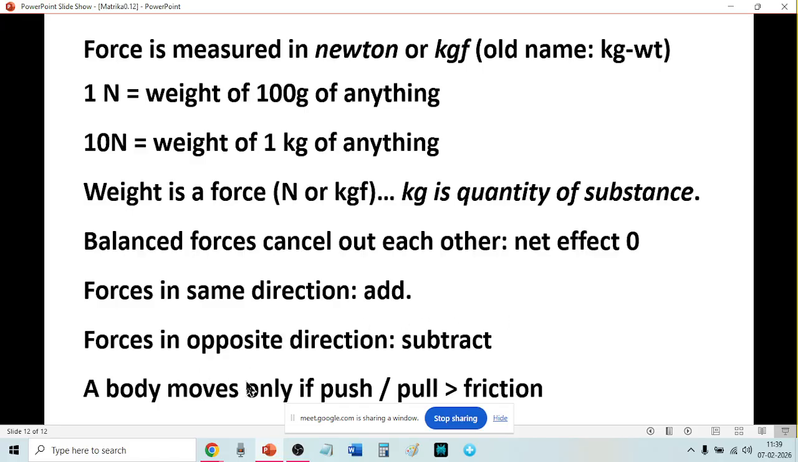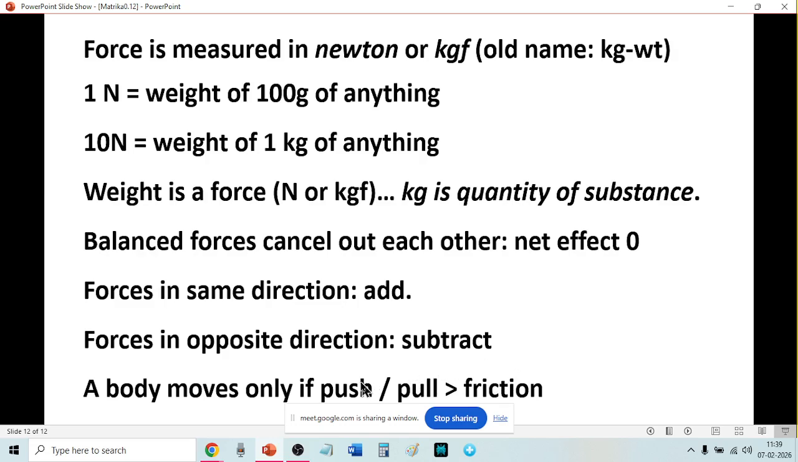A body moves only if the push or the pull is greater than friction. If the push or the pull is equal to friction, the body will not move. The body will move only if the push or pull is greater than friction. A body will move only if the force of push or pull is more than friction. If the push or pull is equal to friction, the body will not move.